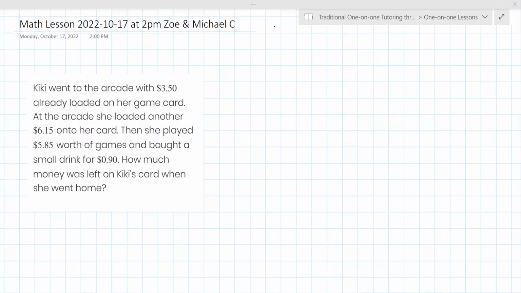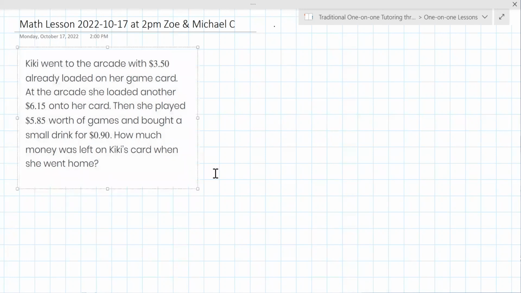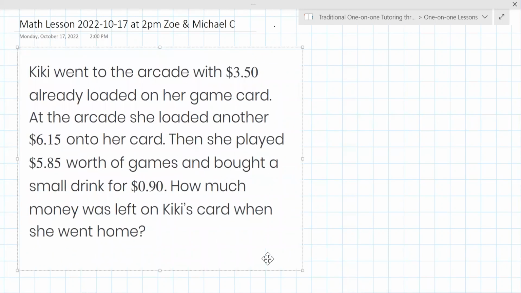All right. So it says Kiki went to the arcade with $3.50 already loaded on her game card. At the arcade, she loaded another $6.15 onto her card. When she loads it, is she adding or subtracting? She's adding. Okay, so we can put a plus symbol next to it.